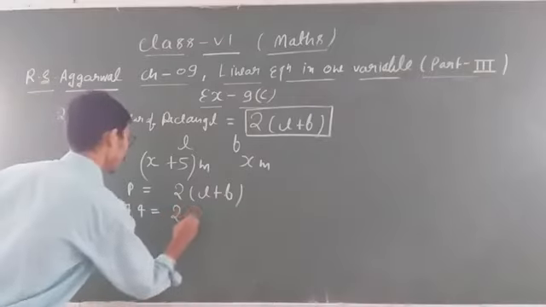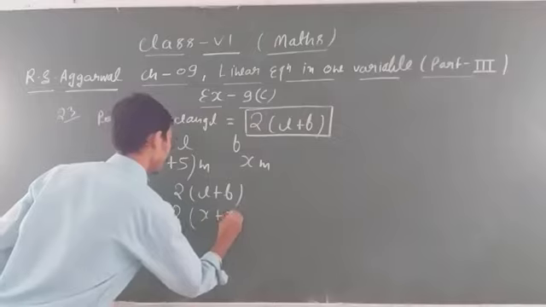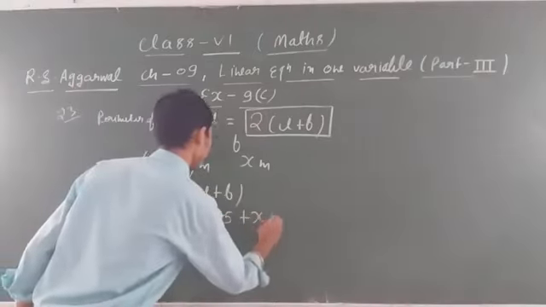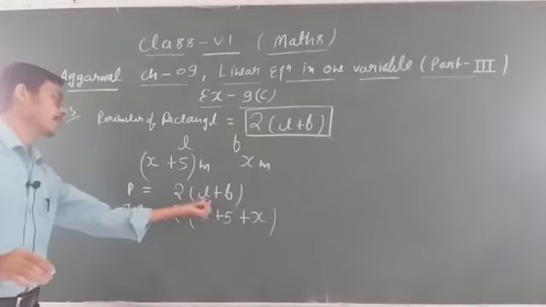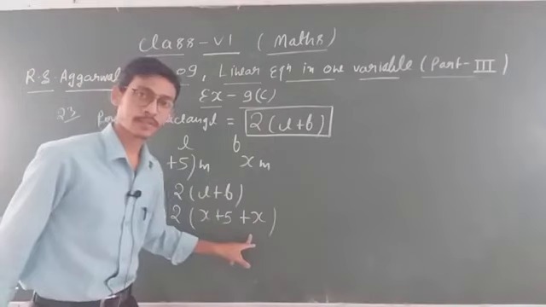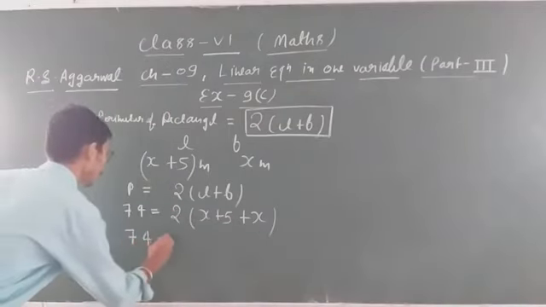Okay, 2. The length is given, student, x plus 5. So write down x plus 5. Breadth you are taking as x. Clear, student? Only I put the value: L equals x plus 5, B equals x. X I will put. Now this is 74 equal to.